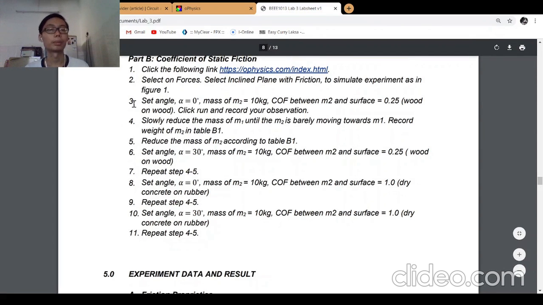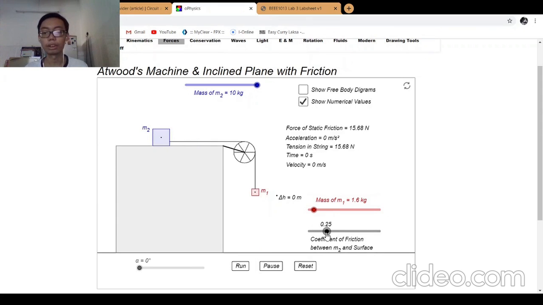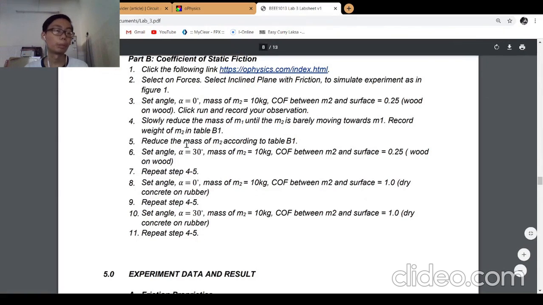Next procedure is to set the angle alpha to 0 degrees, the mass of M2 to 10 kilogram, and the coefficient of friction between M2 and the surface to 0.25. The mass of M2 is 10 kilogram, which is correct, and alpha equal to 0 degrees is also correct. Then for the coefficient of friction between M2 and the surface, we adjust this to 0.25.